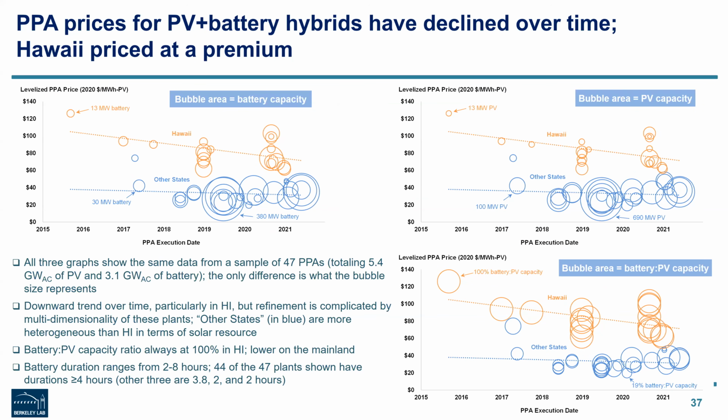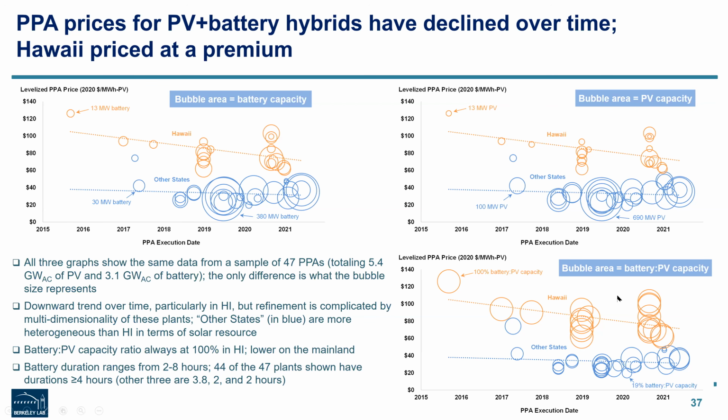As I mentioned earlier, we also track PPA prices for these PV plus battery hybrid plants where we can. These three graphs show levelized PPA prices from a sample of 47 PPAs. All three graphs show the same data, with the only difference being what the size of the bubbles represent. In the upper left, the size of the bubbles correspond to battery capacity. In the upper right, we're looking at PV capacity. And then down in the bottom right, we're looking at the battery to PV capacity ratio.